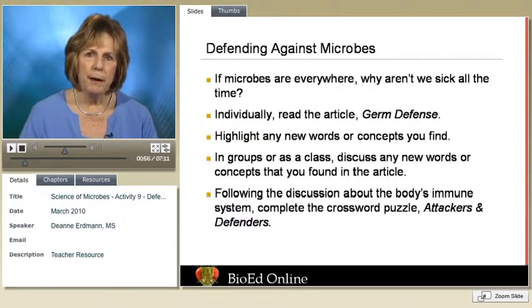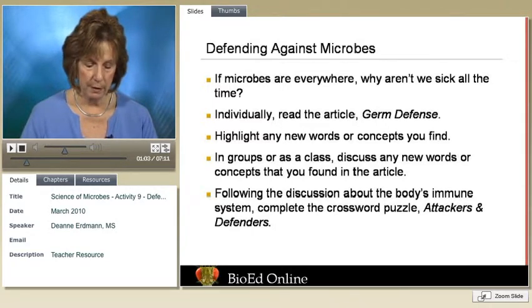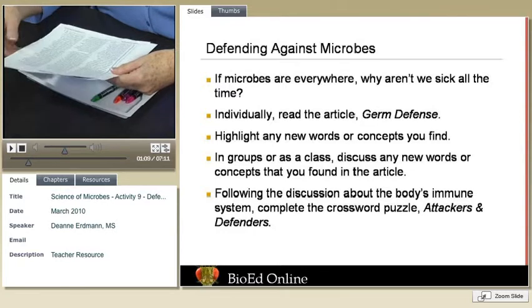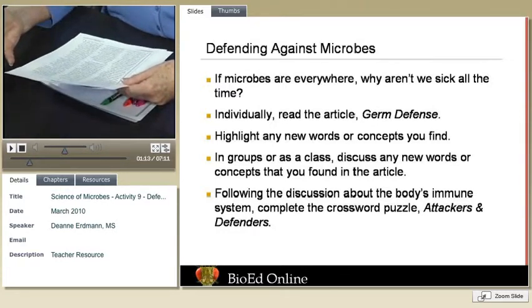So, if microbes are everywhere, why aren't we sick all the time? Which is a good question for students. And I think that one of the things they're going to find in this article is that sometimes it can depend on the opportunity or the condition that the microbe is found in.